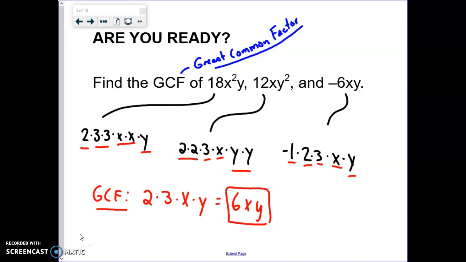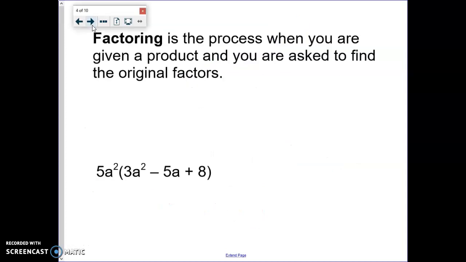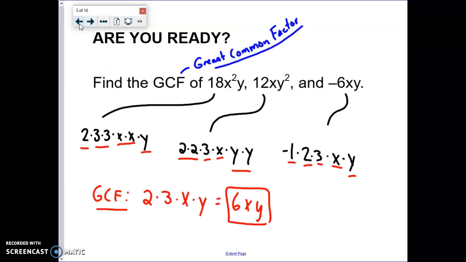Okay, so now that we've done a couple of these practice problems, or these warm-up exercises, let's look at what factoring really is, okay? Factoring is the process when you are given a product and you are asked to find the original factors. So, in other words, I'm going to flip back here for a second. I was given a product 18x squared y. I wanted to know when I factored it, what are the original factors? I wanted to know, or I had 12xy squared, I broke it up into its original factors.